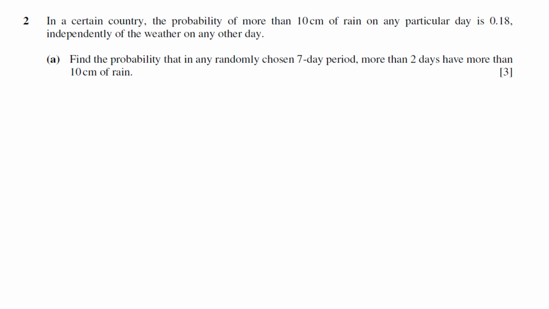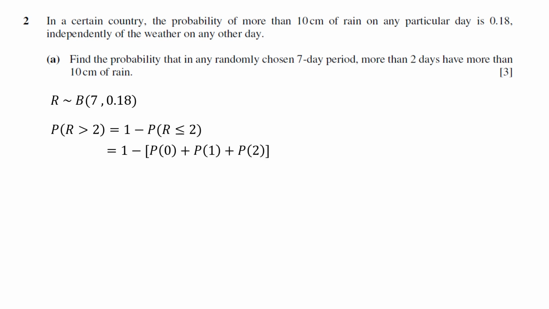So what we do is we let R be our binomial distribution, whereby R is the number of days that there is going to be more than 10 centimeters of rain. So the probability of R greater than 2 is equal to 1 minus the probability of R less than or equal to 2. And that will be equal to 1 minus the probability of R equals 0 plus the probability of R equals 1 plus the probability of R equals 2.